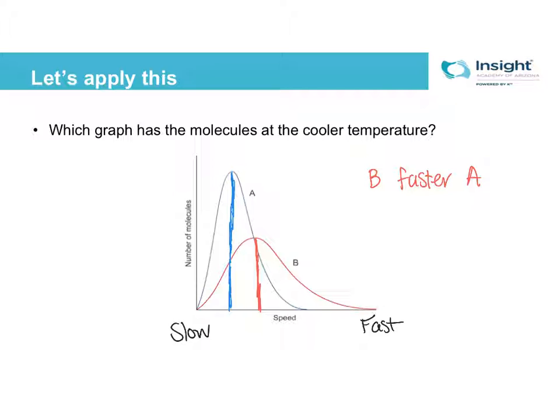So how does speed of a molecule relate to temperature? If B is faster than A, B is also going to be hotter than A. So the molecules that have the cooler temperature are going to be A.